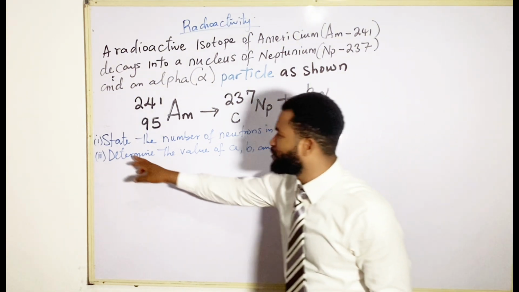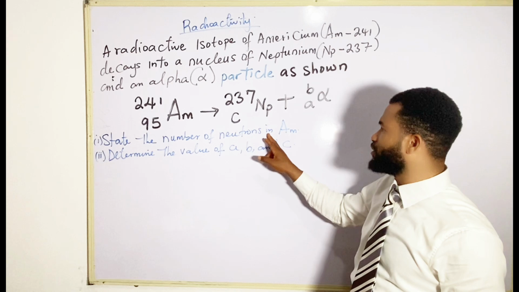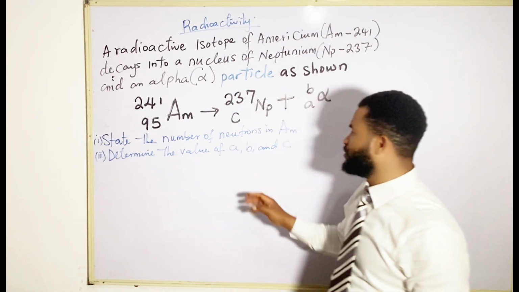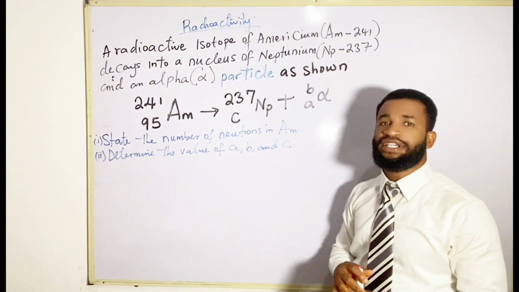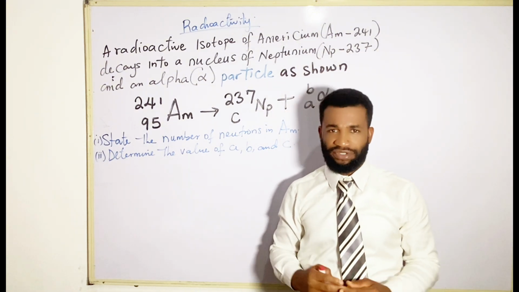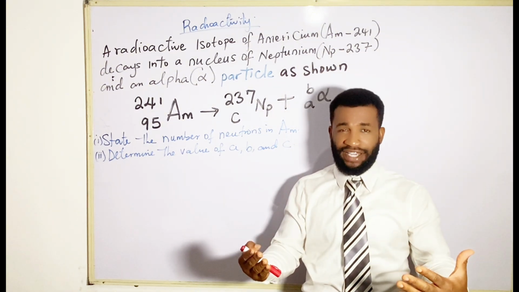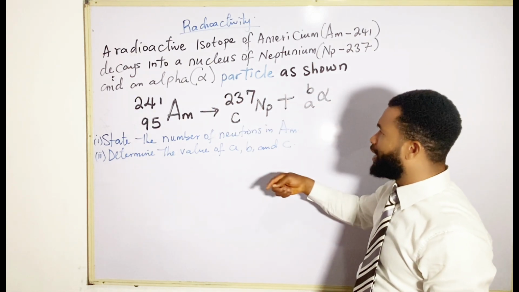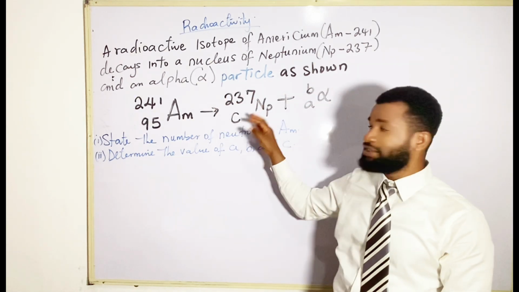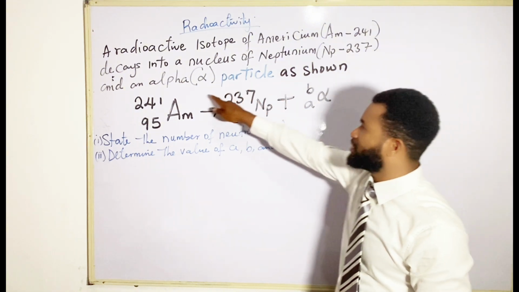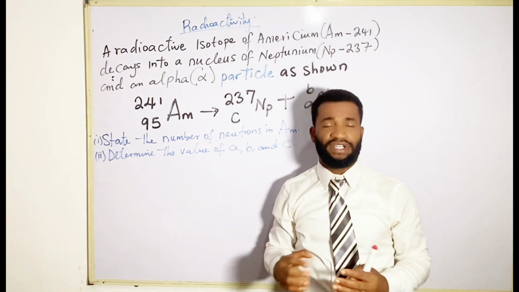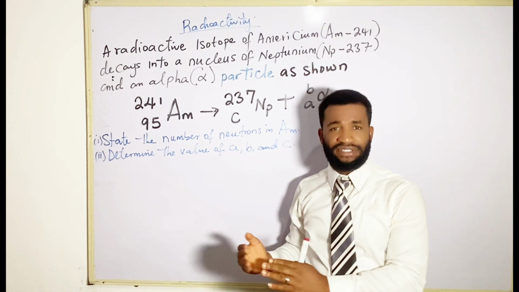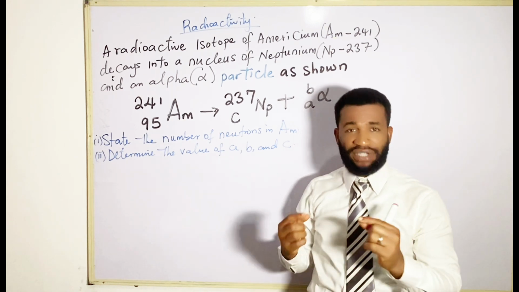But then they said we should state the number of neutrons in the americium, and then we also determine the value of the A, B, and C. The best way I'm going to solve this is to start with the idea that this kind of radioactivity gave off an alpha particle. For it to give off an alpha particle, I'm going to write a general equation for unstable elements that give out alpha particles. Look at the general equation.